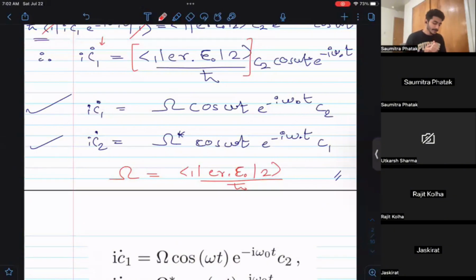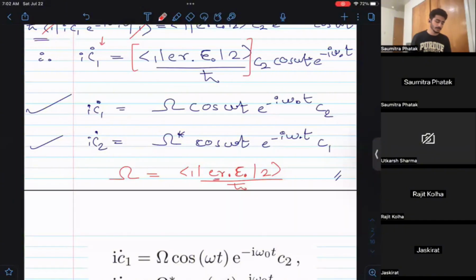This is because if you consider E naught, then this electric field actually comes from the light itself, and the R actually comes from the atom. So you can consider this as a dipole moment. If the atom's dipole moment is high, then the coupling between the first and the second state of our two-level system will be high. And if we are incident with a laser of high intensity, then the high intensity laser will have a high electric field as well.